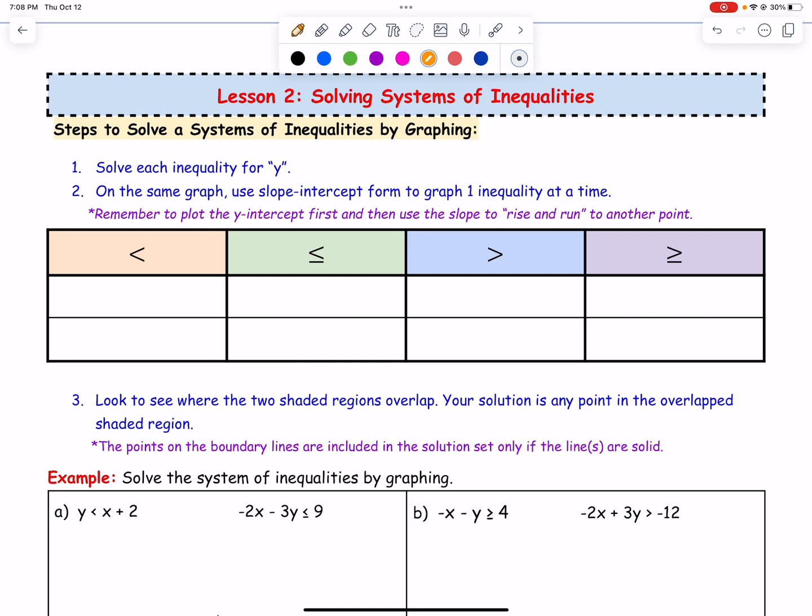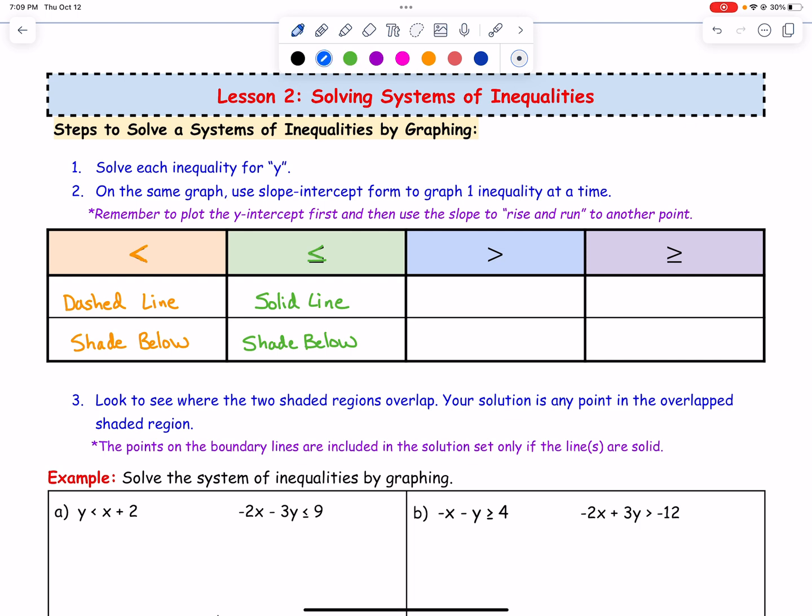For the first symbol we come across, we have less than. That symbol means we need to use a dashed line when we graph it because it's not equal to, it's just less than, but not equal to. And then we shade below the line because it's all the points that are less than that line. For less than or equal to, it's similar because it's going to be shaded below because it's still less than, but now it's equal to, so we need to make our line solid.